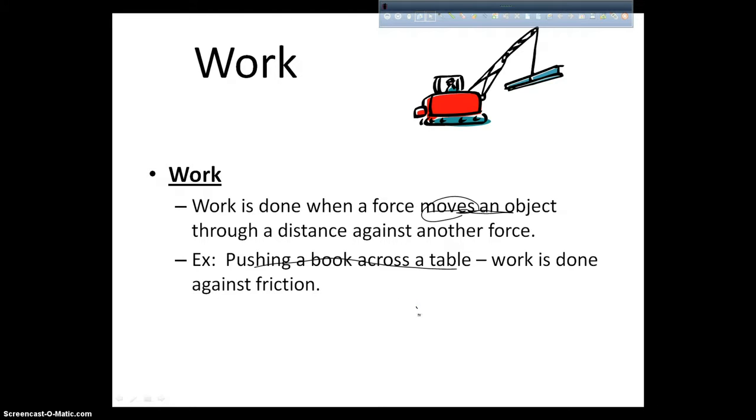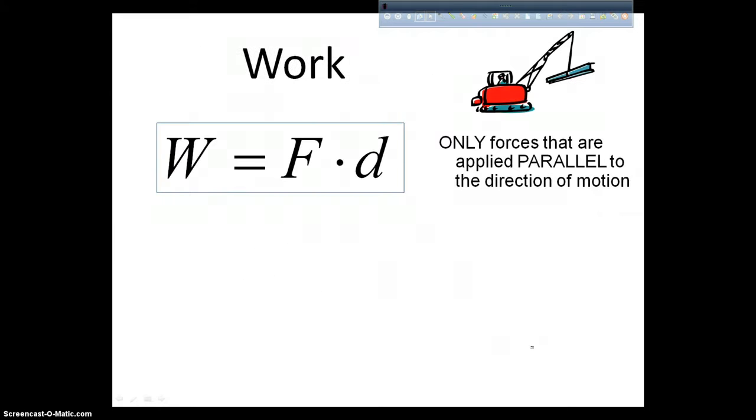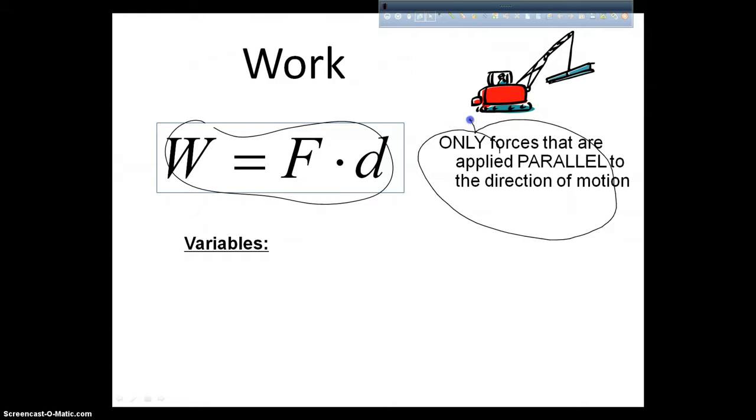So let's move forward now. Our equation for work is this: work equals force times distance. So if we apply a force and an object moves a certain distance, then we have done some work. Notice that only parallel forces are going to go in here, into this equation.